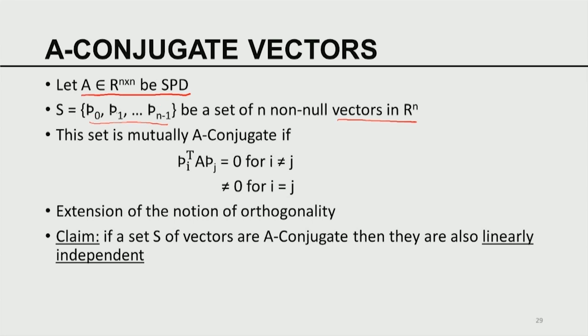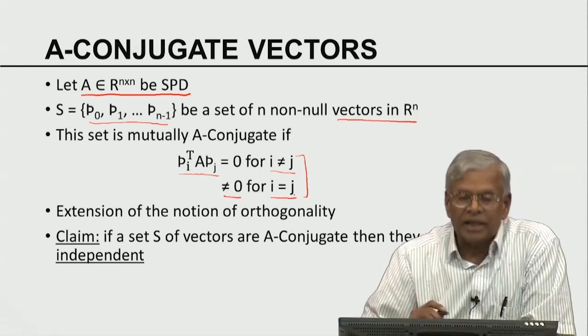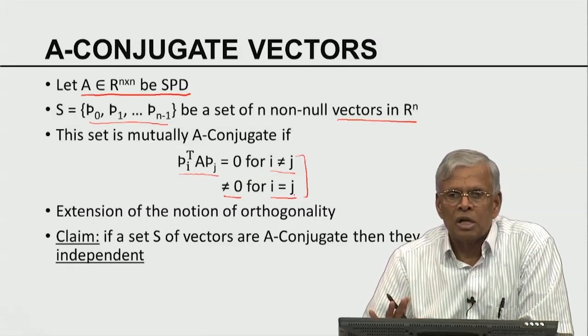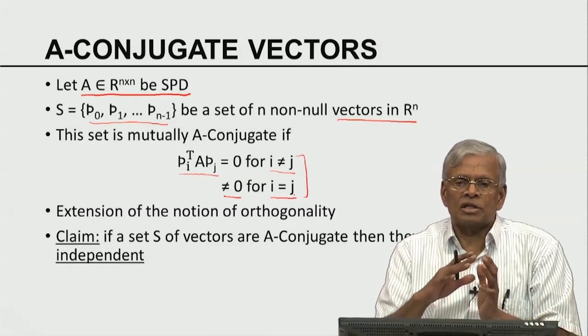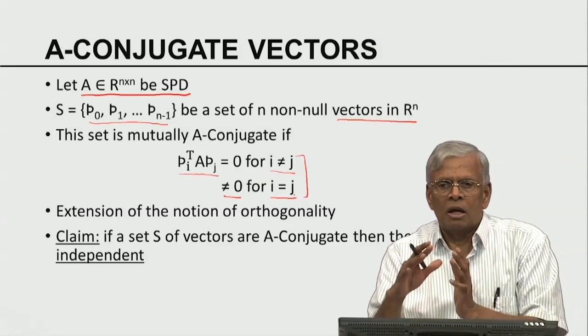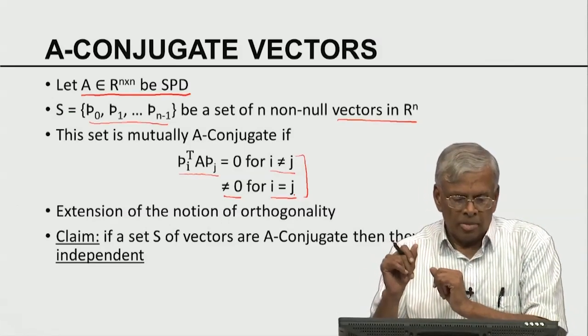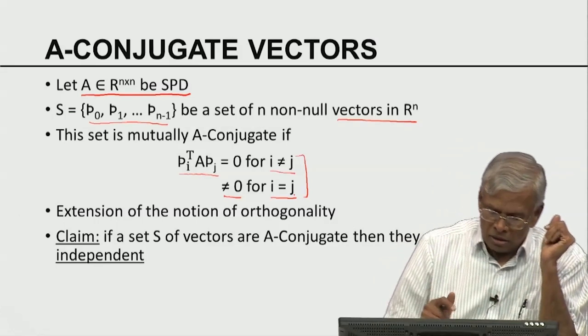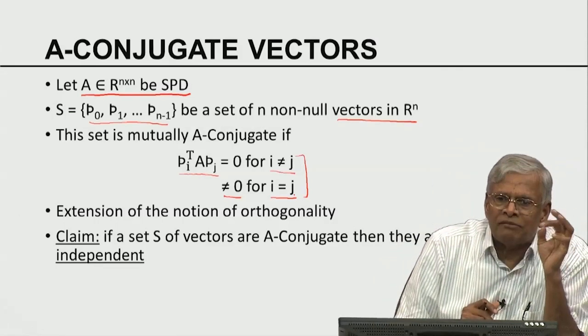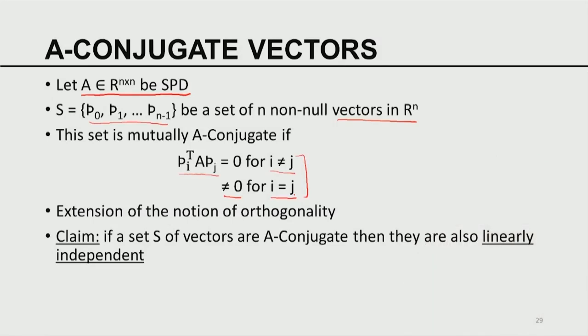We say a given set of n directions are said to be A conjugate if Pi transpose A Pj is equal to 0 for i not equal to j, and is not equal to 0 when i is equal to j. So, that is the fundamental principle of conjugacy. If A is equal to the identity matrix, conjugacy reduces to orthogonality. So, A conjugacy is a generalization of the notion of orthogonality. This is a very simple but a very clever notion of the extension of orthogonality.